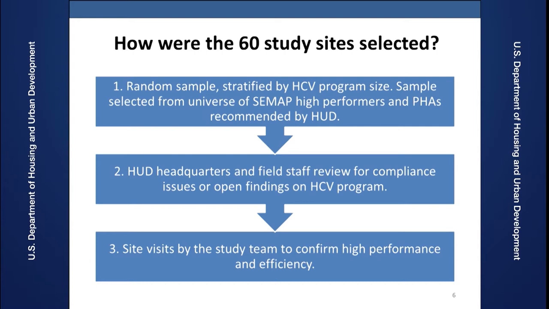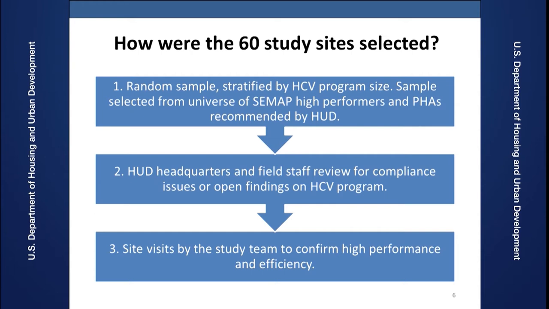And the sampling universe for that random sample were PHAs that received high performer ratings on CMAP in either three of the past 4 years, or if they weren't rated every year, then two of the last 4 years. We also added to the sampling frame PHAs recommended by HUD headquarters and field staff that may not have met the CMAP criteria. So that was the universe for drawing a sample. From that, we drew a random sample stratified by size.